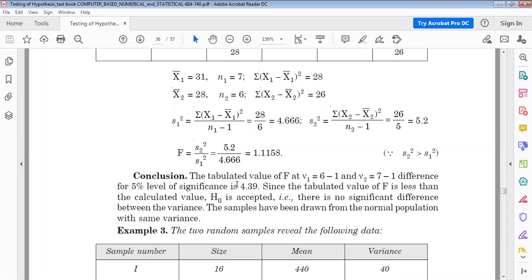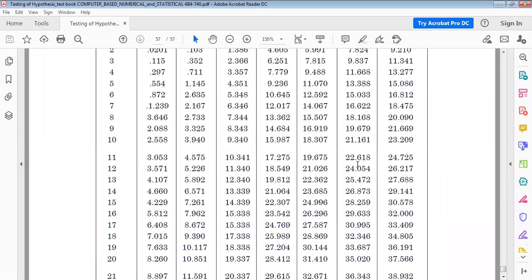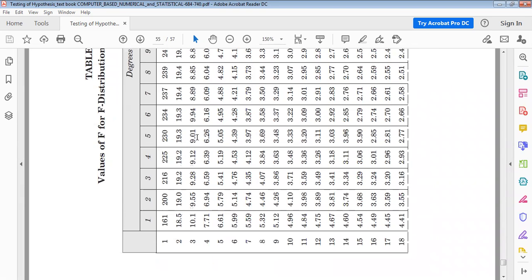That means this 4.39 comes from how? First sample degrees of freedom 5, second sample 6. From this table, this is the 5 for the first sample and this is the 6. This is the 4.39. Understand everybody? This is the first sample degrees of freedom 1, 2, 3, 4, 5, and the second sample 6 degrees of freedom. This is the common, the intersection of both degrees of freedom: 4.39.